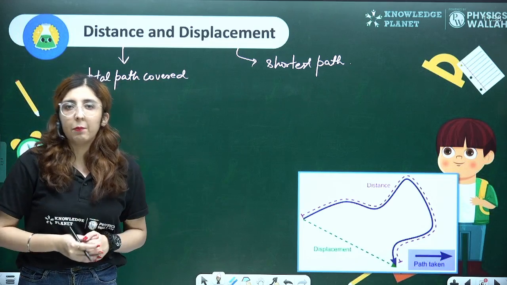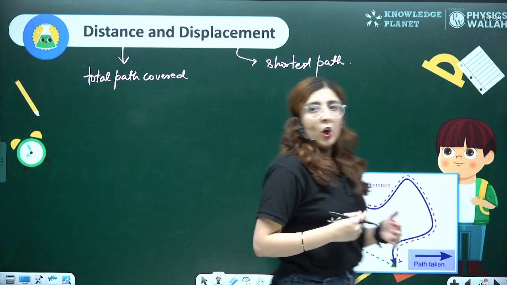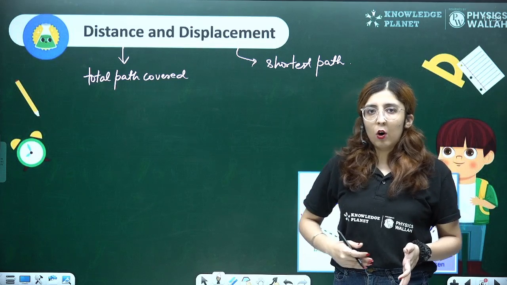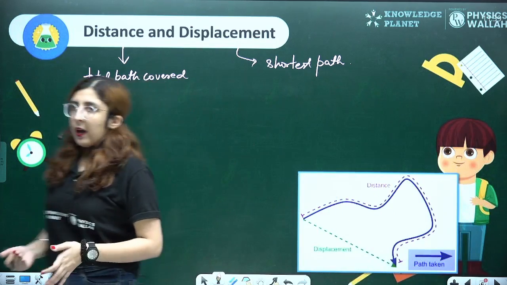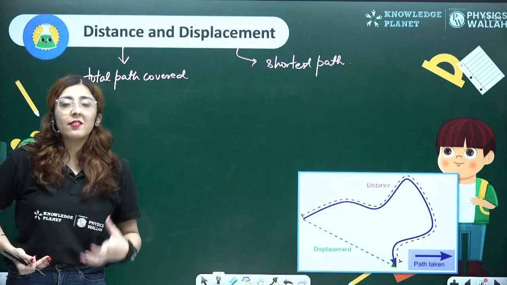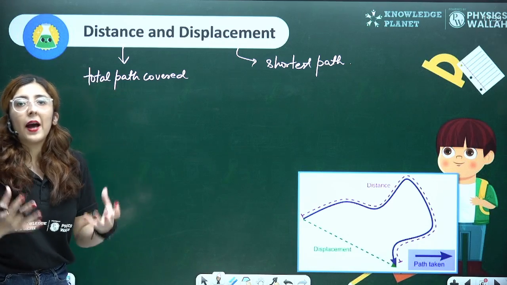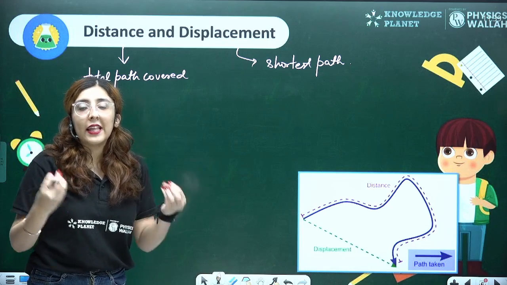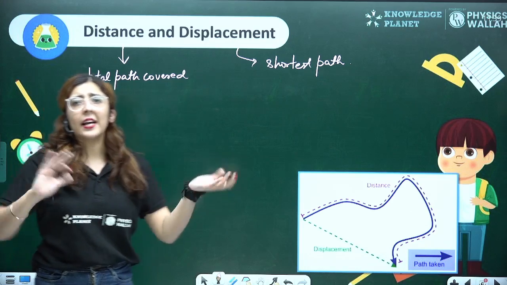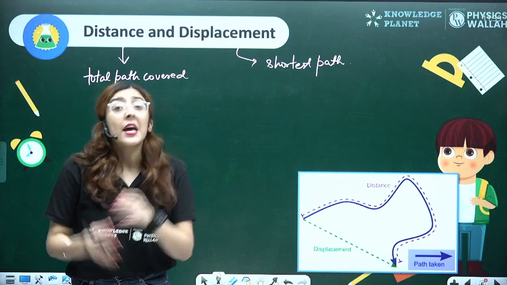Now let me take my own example. I am standing at place A. Now I am moving to place B. I covered 2 meter. Now I go back to A. Now I am covering again 2 meter, no? So my total distance will be 4 meter. The total path covered by the body will be your distance. It doesn't matter where you are going, right, left, north, south, doesn't matter. Yes, the total path covered by the body will be your distance.